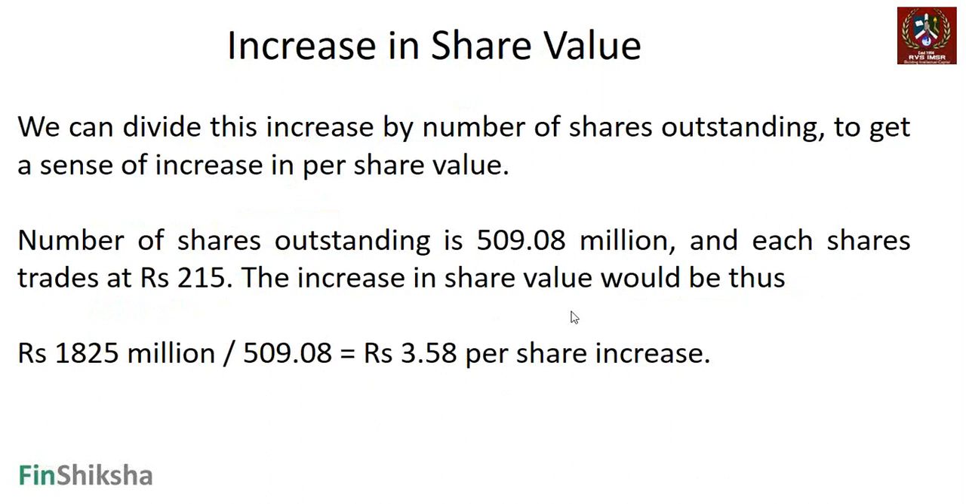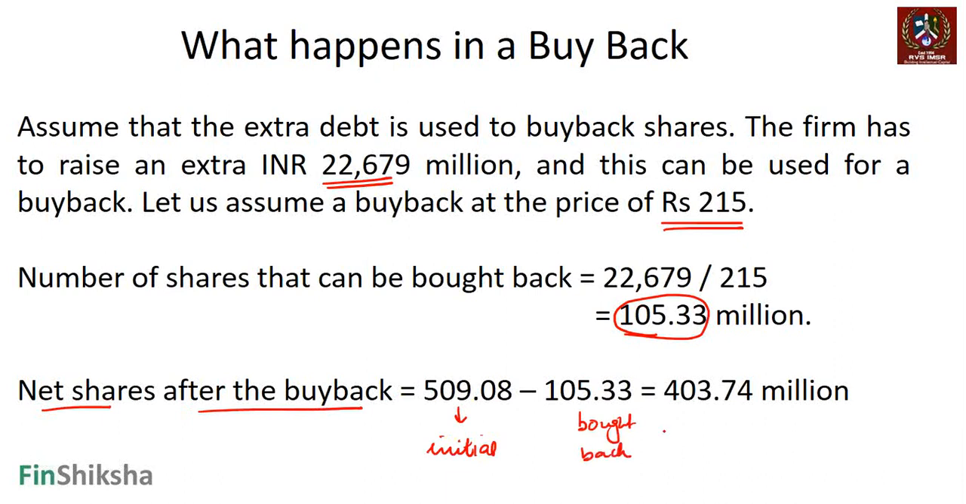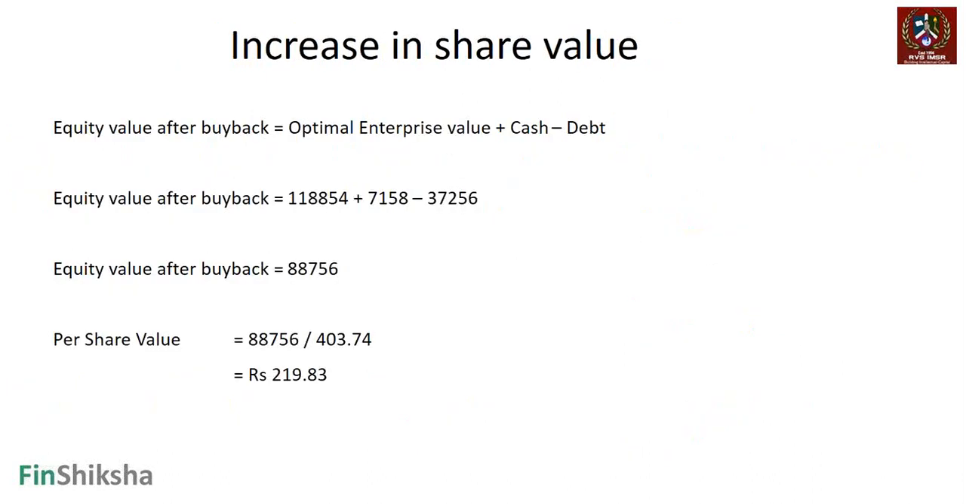So effectively, we have figured this out by dividing the increase by the number of shares outstanding. The first calculation we did was that it would increase by about 3.5 rupees. And then what happens in the case of a buyback, right? So this is the extra debt that we have raised. And let us assume that the buyback was at 215.3. So we bought back 105.33 million shares. Net shares after the buyback was the initial share capital minus the shares bought back at 215 rupees. So 403.7475 million is what is available.